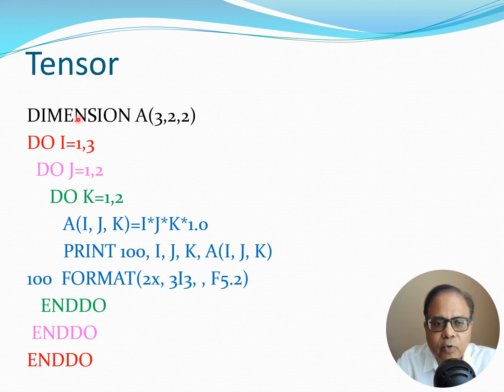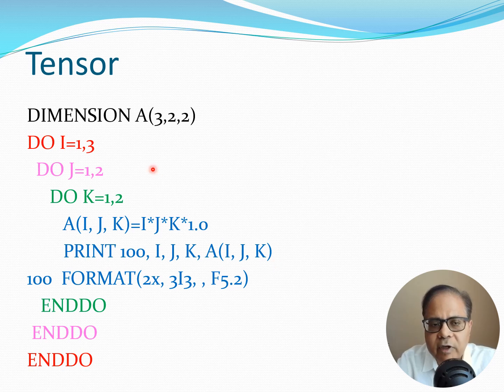So what I'm going to do now is create this tensor of dimension 3 by 2 by 2. So this is essentially a tensor. Here I form this tensor: do i is 1 to 3, do j is 1 to 2, do k is 1 to 2, and then I write out a(i,j,k) as i into j into k into 1, and then I print this particular tensor out.